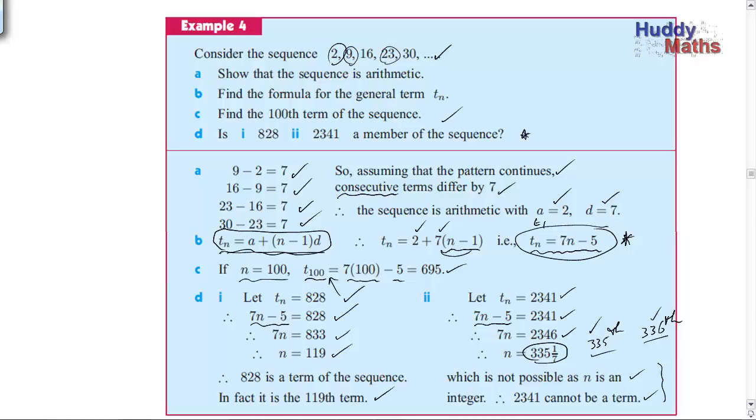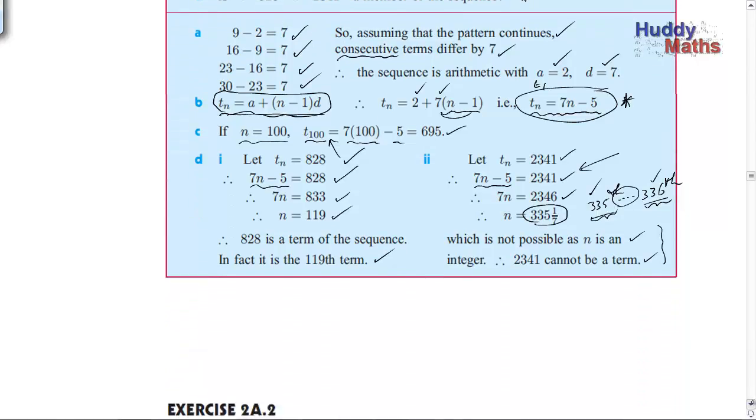Because the n value gives you the number of the term. So if we need an n in our formula, 7n take 5, which is 335 and 1/7, we need values in between here, mathematically, to make 7n take 5 equal that. And that means it would not be a sequence, because we're talking about the separation of terms exactly by 7. So that's unpacking why, if it's not an integer, it will not be in the sequence.